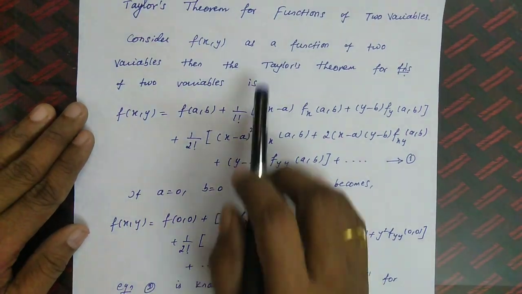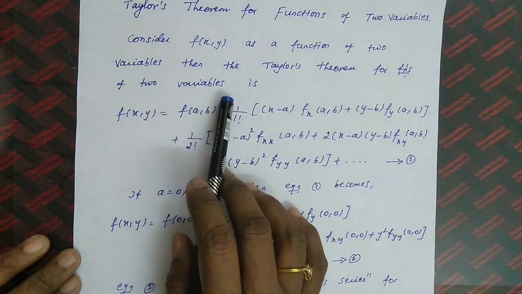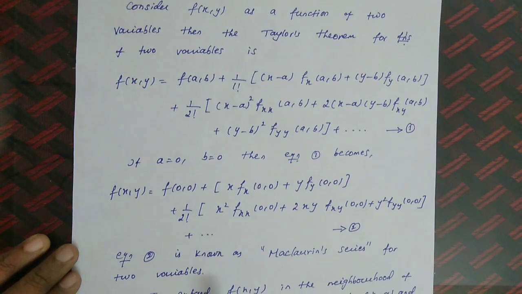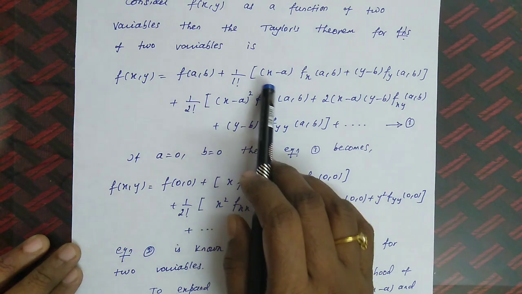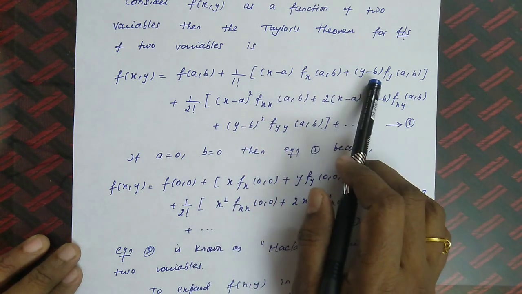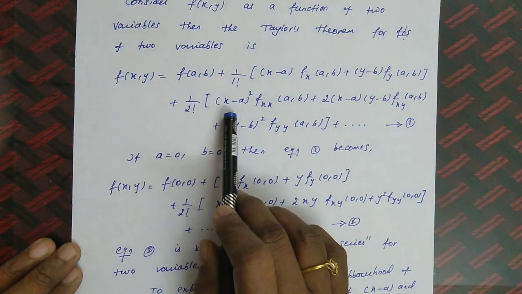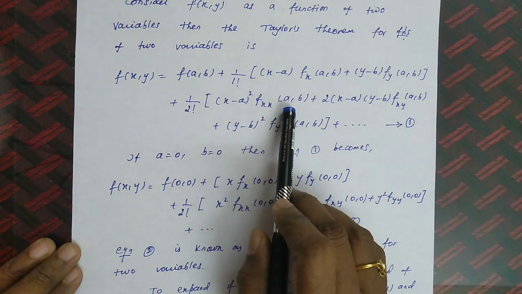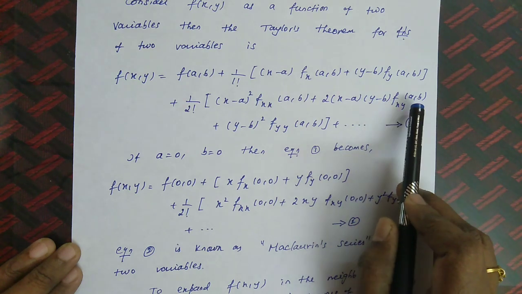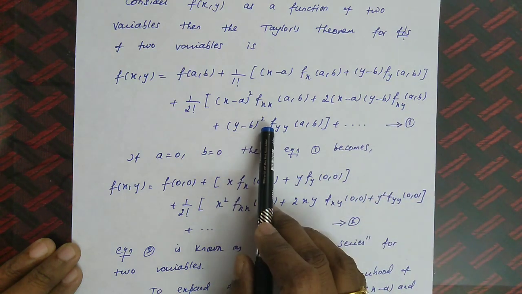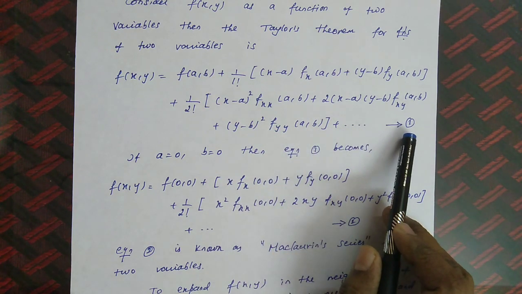Consider f of x comma y as a function of two variables. Then Taylor's theorem for functions of two variables is f of x comma y is equal to f of a comma b plus 1 factorial into x minus a into fx of a comma b plus y minus b into fy of a comma b plus 1 by 2 factorial into x minus a the whole square fxx of a comma b plus 2 into x minus a into y minus b into fxy of a comma b plus y minus b the whole square into fyy of a comma b plus etc. This is our equation 1.